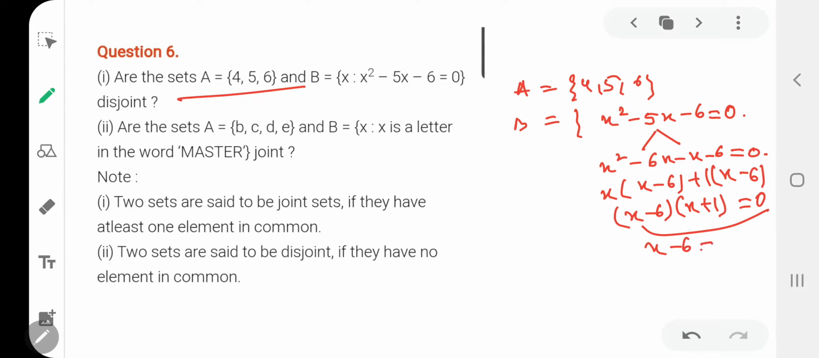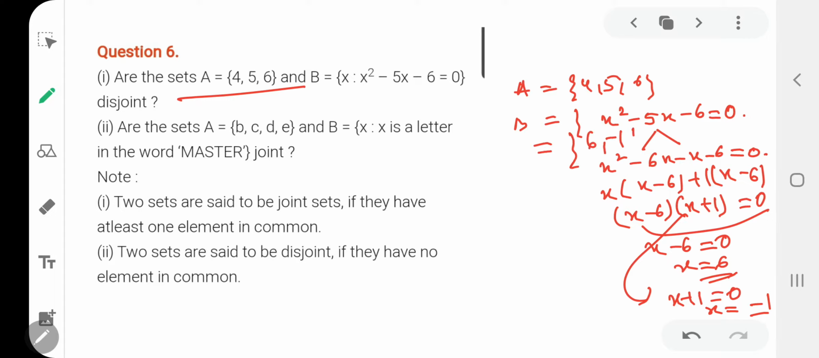So you will get x minus 6 is equal to 0. So the value of x is 6. And one more you will get x plus 1 is equal to 0. So the value of x here is minus 1. So you got 6 and minus 1 as your elements of your B. But for A you have 4, 5, 6. Now my dear kids, you have to see set A has different elements and set B has different elements. But now they have 6 in common. Can you notice that? They both have 6 in common. So you can say that these are not disjoint. Not disjoint.